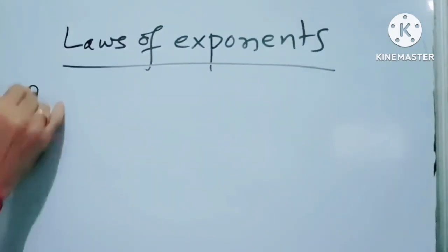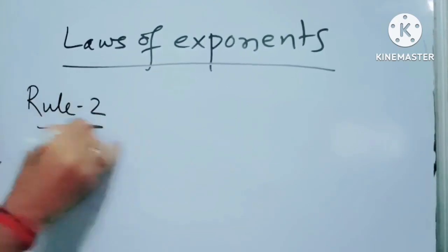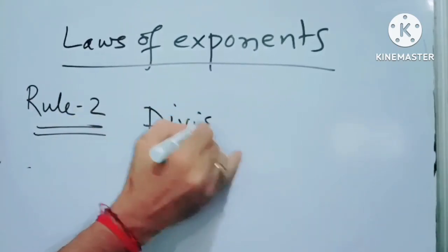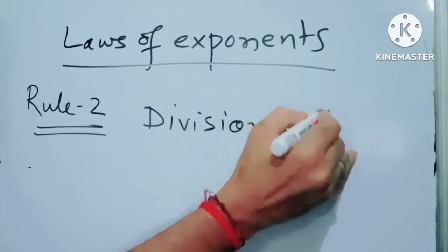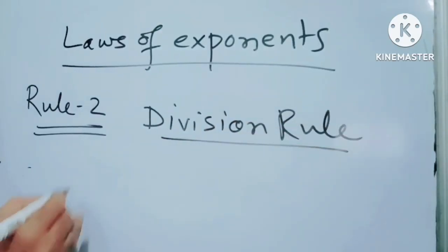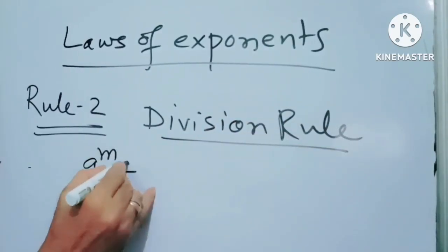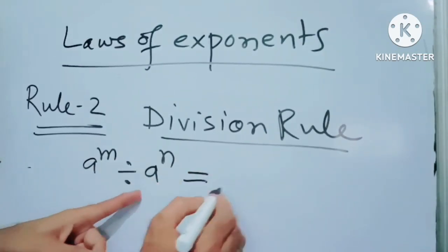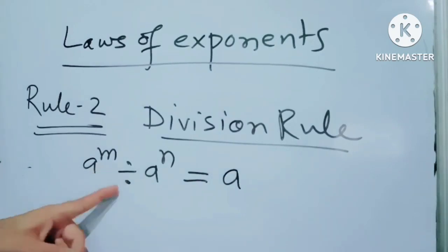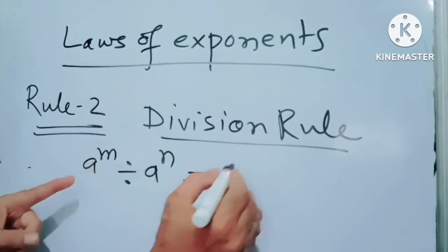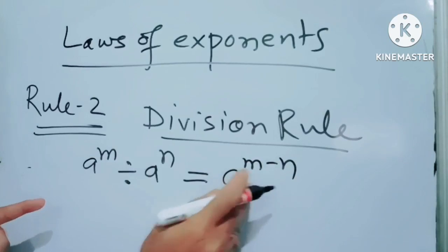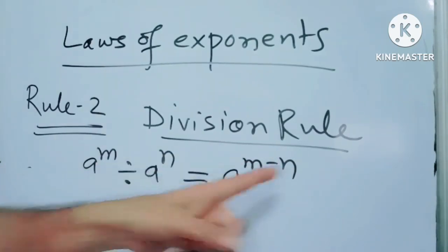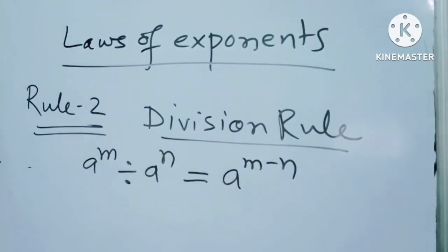Now next, rule 2. It is the division rule. In the division rule, we can write a to the power m divided by a to the power n equal to, both bases are the same so we can write a, and division is here, so we will write m minus n: a to the power m minus n. This is the division rule.